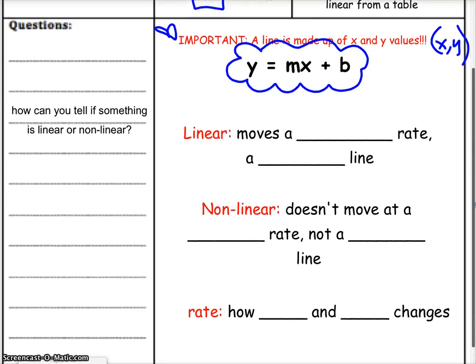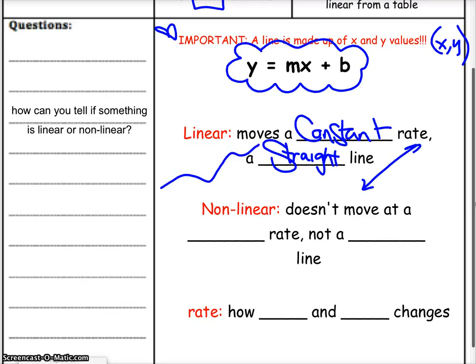So, linear moves at a constant rate. That means it's always changing by the same amount. If you recall from 7th grade, we found slope. Slope is the slope of a line. It's a rate of change because it's always constant. And it is a straight line. That means there are no breaks. It is a constant change. See, it just keeps the same rate.